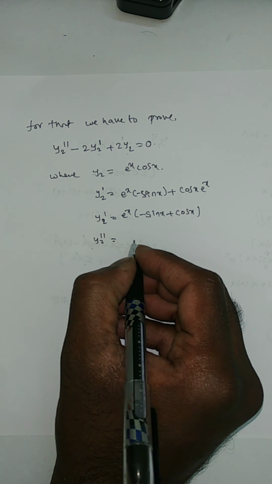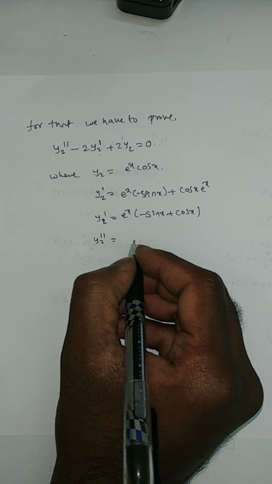Now can you say what is the general solution for this given problem? c1 into, we have y1 of x is e power x into sin x, plus c2 into, we have y2 of x is e power x into cos x. So this is the general solution.